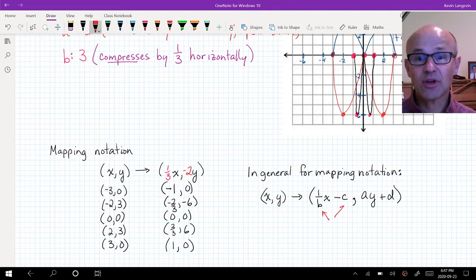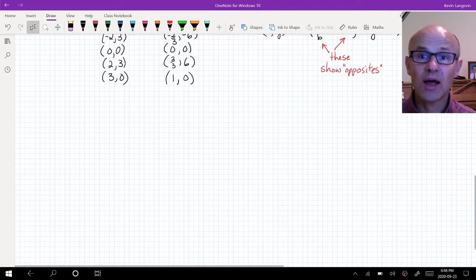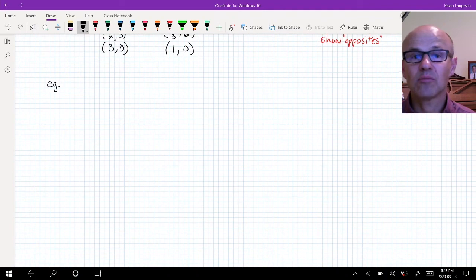In general, for mapping notation, the x becomes 1 over b x minus c, and the y becomes a y plus d.